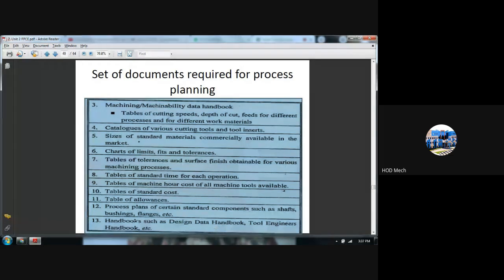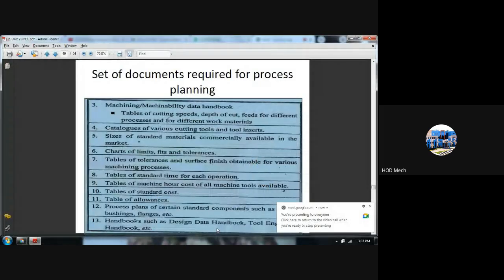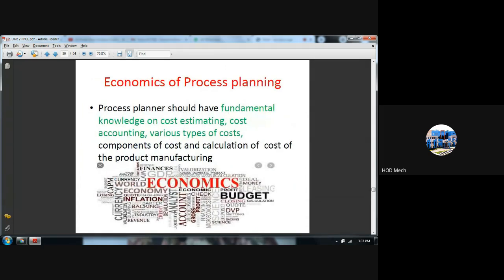ஒரு process engineer ஓட work அந்த அளவுக்கு இருக்கும். It is that much highly reputed work what you are going to do as a process engineer. Now the next parameter is an interesting one, which is called economics of process planning.